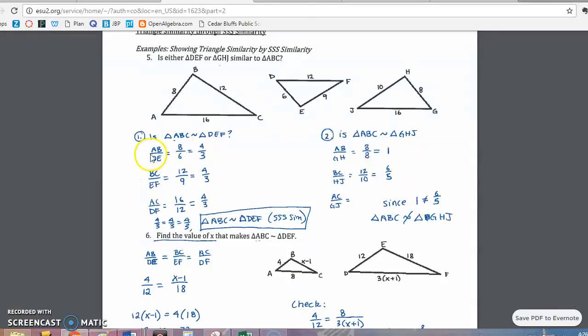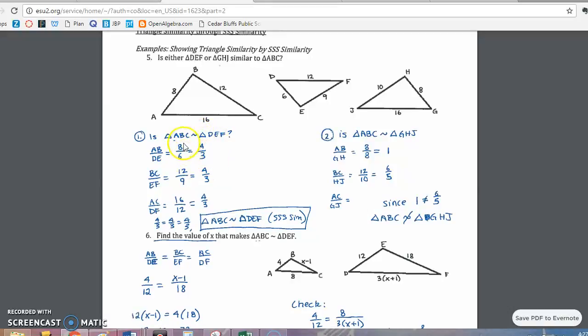So we find the ratio of each corresponding side length. So AB to DE, so I set those up here, BC to EF. It's important that your corresponding sides line up. And AC to DF, I plug in the information I know. AB is 8, DE is 6, and then I have that reduced now to 4 over 3.